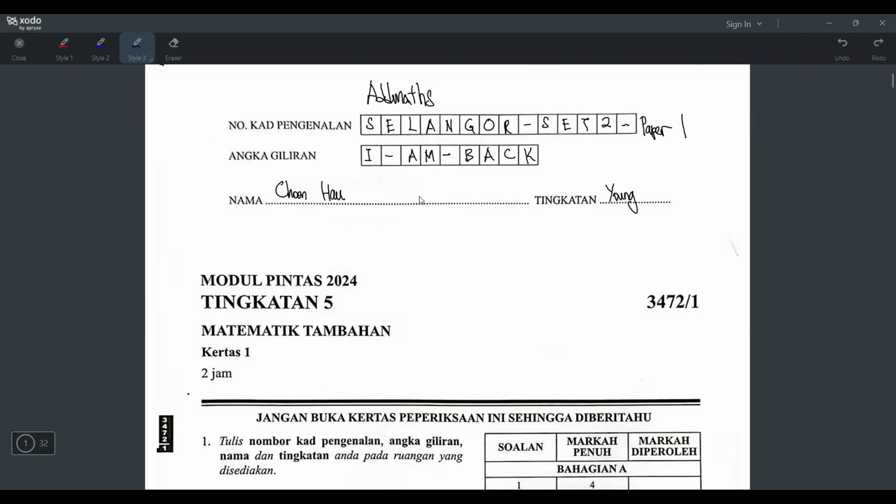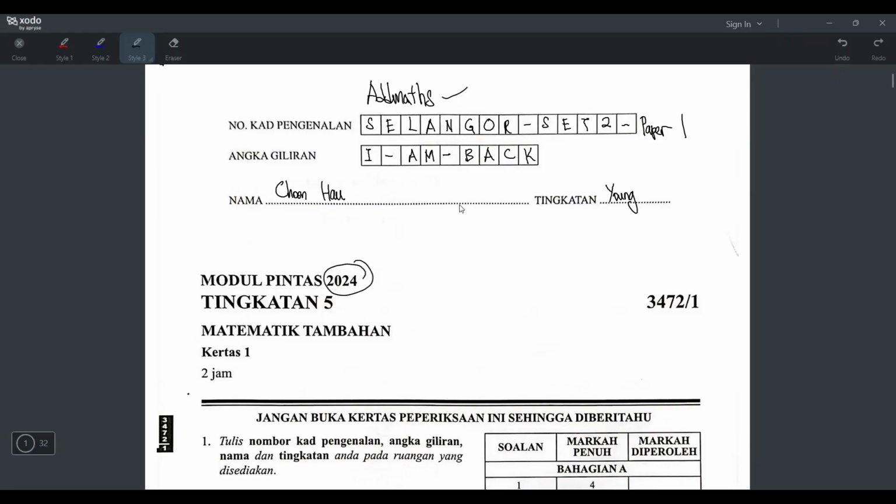So this video I will go through an Addmaths paper. This is the trial 2024 Addmaths paper, the Selangor set 2. I actually did the Selangor set 1 already and uploaded it around 6 months ago. So it's been a while since I last uploaded an explanation video for a trial paper.